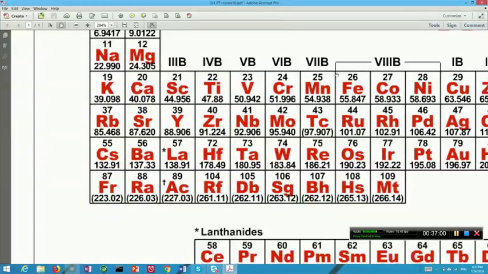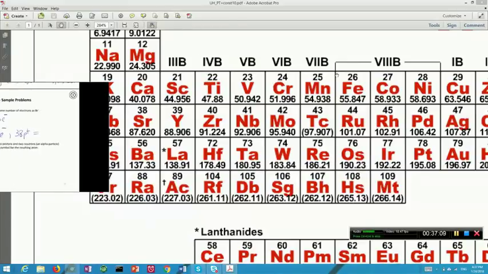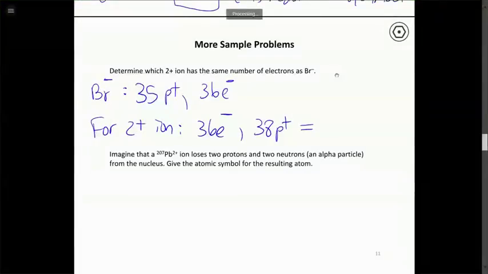The name for that is strontium. And so if you had strontium with a 2+ charge, you would have 38 protons and 36 electrons, the same number as Br minus. Alright, so this is called Sr2+.